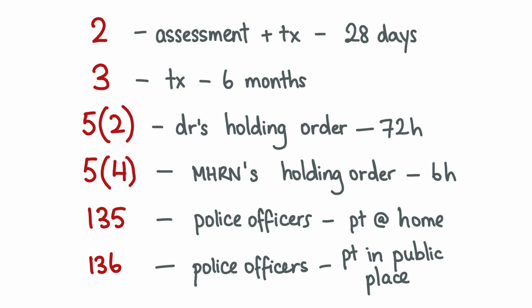Section 135 allows a police officer to enter someone's house and take them to a place of safety if they're thought to be suffering from a mental disorder. A Section 136 allows a police officer to remove someone who seems to be suffering from a mental disorder from a public place and take them to a place of safety for assessment.